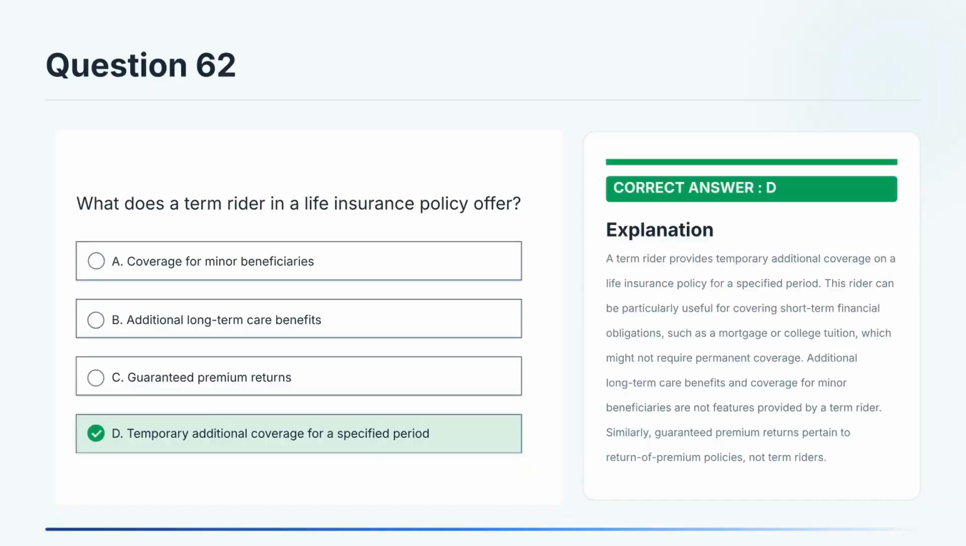A term rider provides temporary additional coverage on a life insurance policy for a specified period. This rider can be particularly useful for covering short-term financial obligations, such as a mortgage or college tuition, which might not require permanent coverage. Additional long-term care benefits and coverage for minor beneficiaries are not features provided by a term rider. Similarly, guaranteed premium returns pertain to return of premium policies, not term riders.